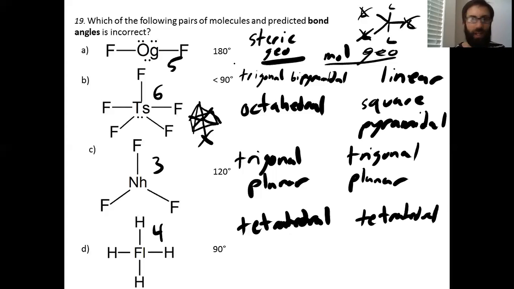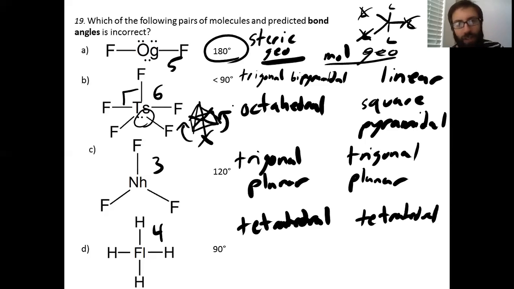Linear, 180, better believe it. Things in a line are 180 degrees. Square pyramidal. Well, anything in an octahedron is 90 degrees. These are right angles here. But we have a lone pair there pushing these. Remember, lone pairs take up more space. So it's going to cause these bond angles to contract and be some value less than 90 degrees. We don't know what, but it's going to be some value less than 90 degrees. So that one's correct also.